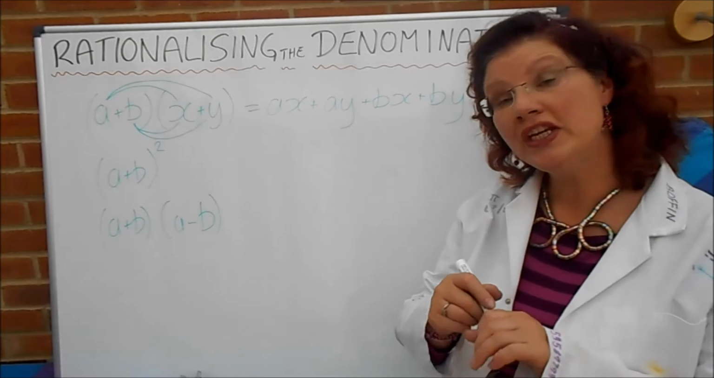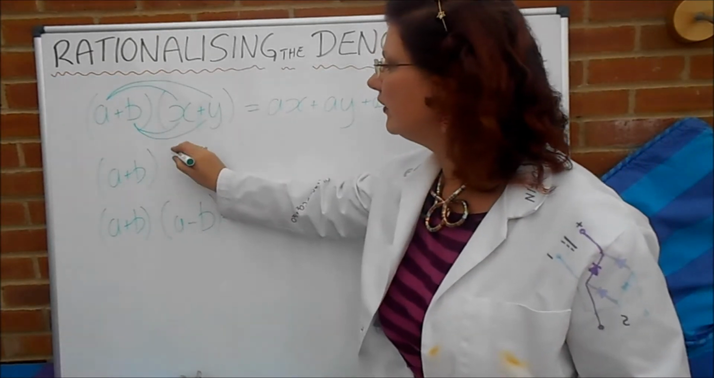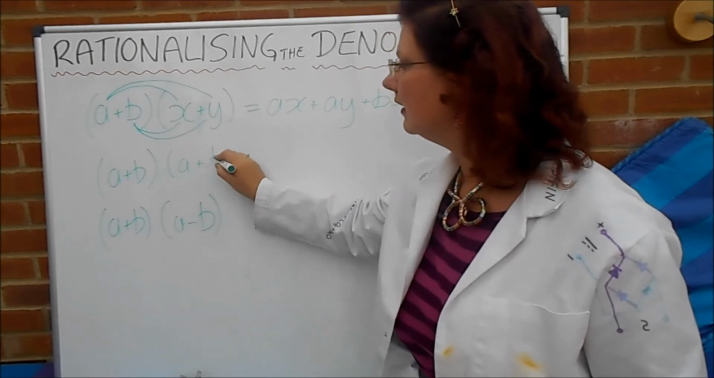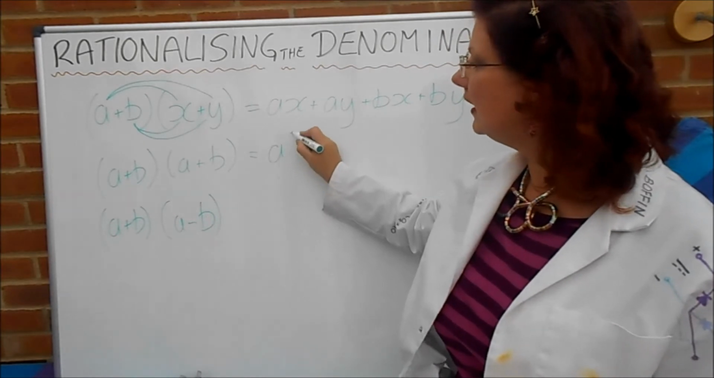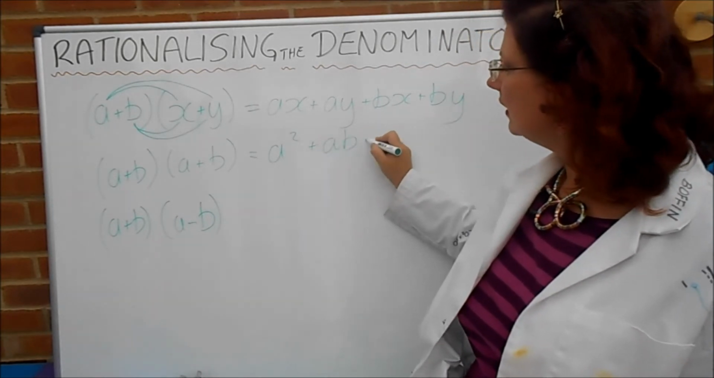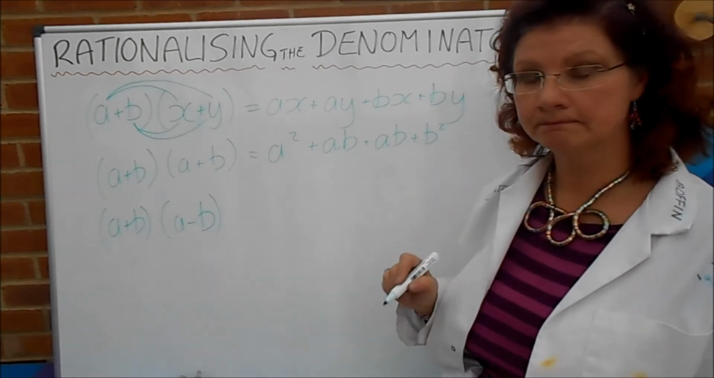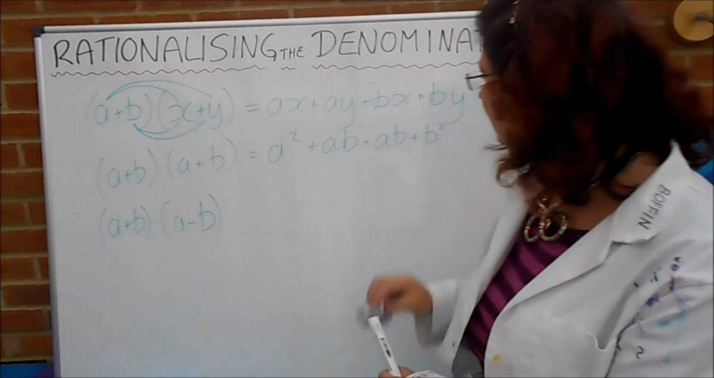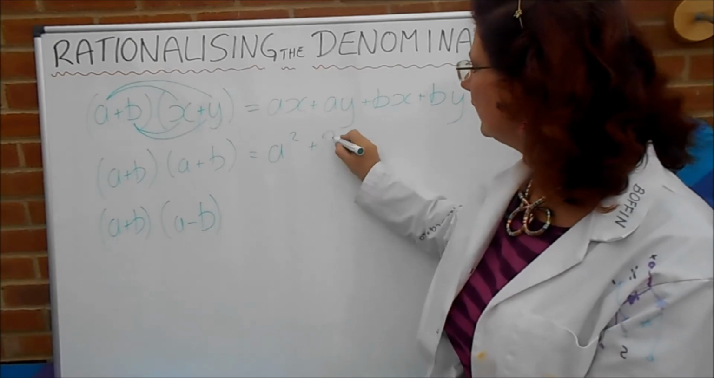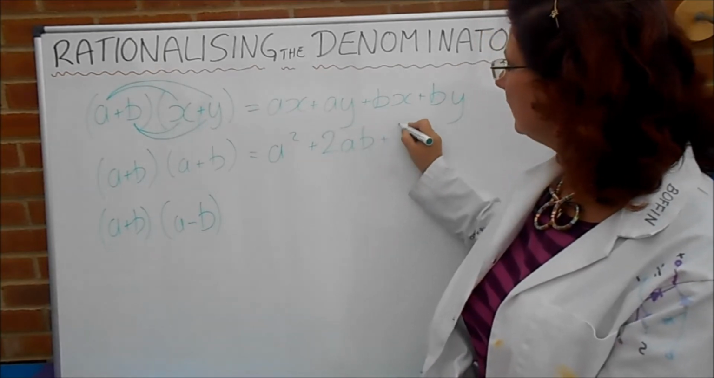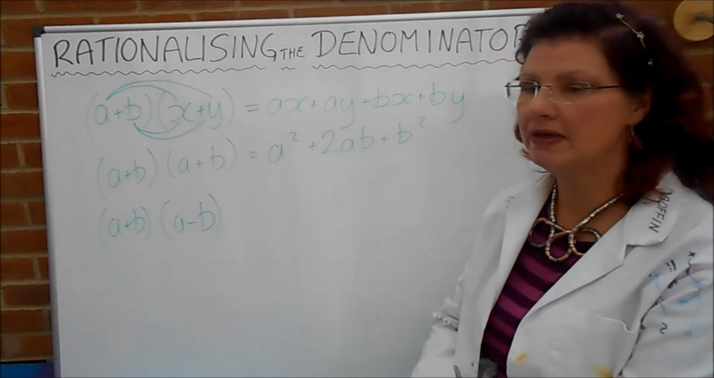Welcome back. We should have, for this first one, a plus b squared is of course the same thing as a plus b times a plus b. So when we multiply that out, we get an a squared plus an ab plus another ab plus a b squared. And that's normally written slightly more compactly as a squared plus 2ab plus b squared. Okay, we've got an ab and an ab.